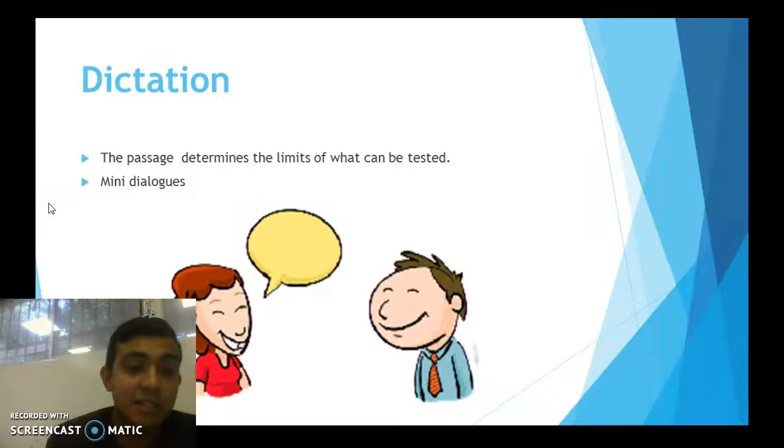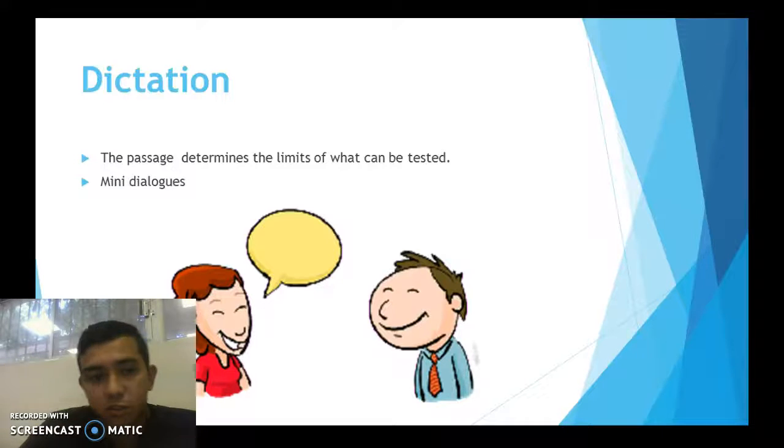Then we have dictation, where the passage determines the limit of what can be tested. For example, there's a dialogue, and we give them the beginning of the dialogue, and students will have to give an alternative ending to it.